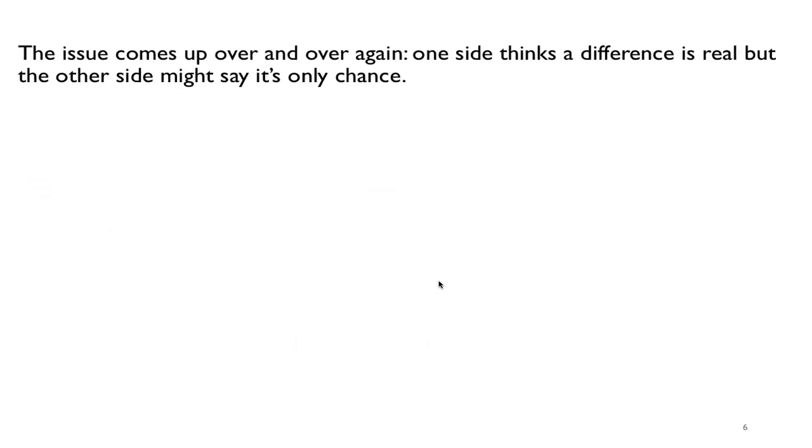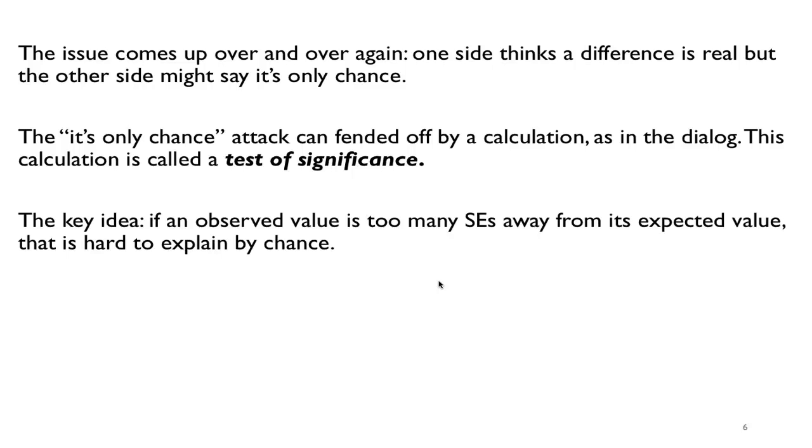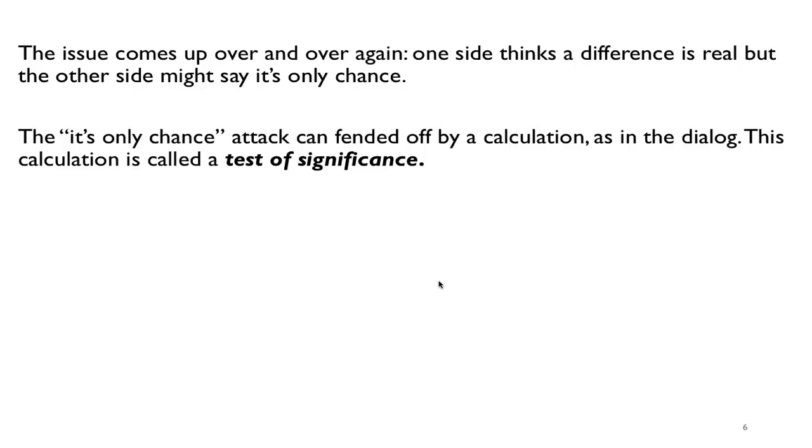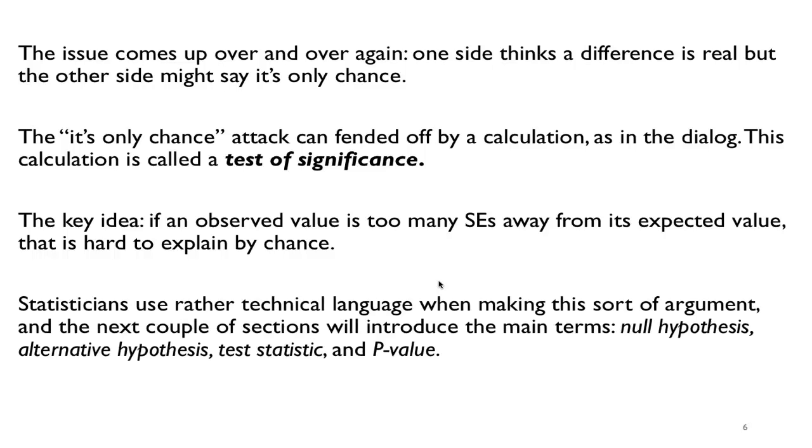So here's the issue. One side of the argument thinks that the difference is real, the other side thinks that it's just due to chance. This test of significance allows us to fend off the attack that it is only due to chance. If the observed value is too many SEs away from the expected value, that's hard to explain by chance.